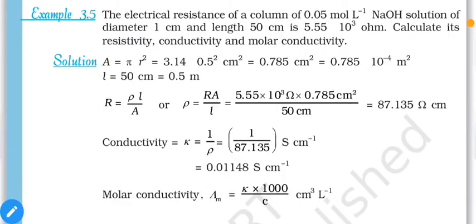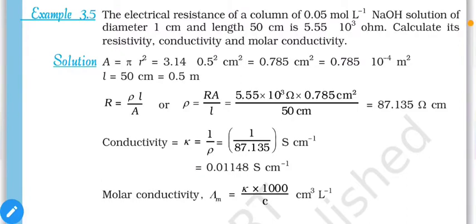Second example: the electrical resistance of a column of 0.05 mole per liter NaOH solution with diameter 1 cm and length 50 cm is 5.55 into 10 raised to 3 ohm. Calculate its resistivity, conductivity and molar conductivity. So the given values represent the cell constant, that means length and area of cross section. So we can use the values in our direct equation of resistance. R is equal to rho into L upon A. That means rho is equal to R into A upon L.